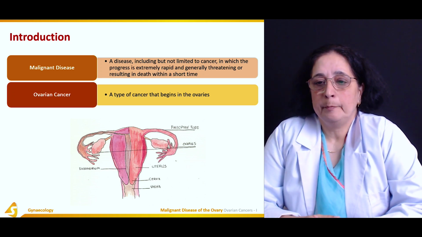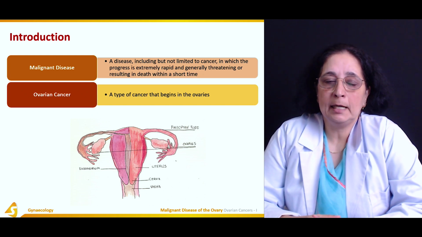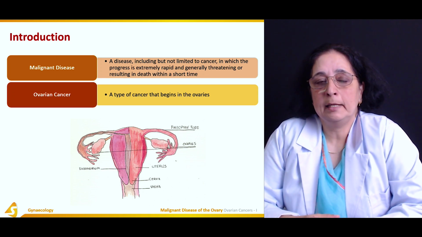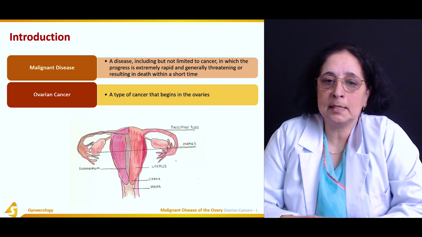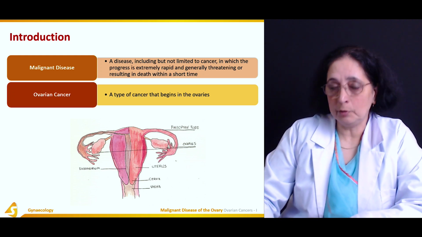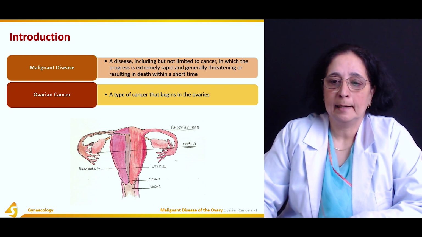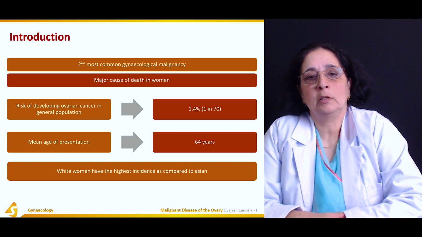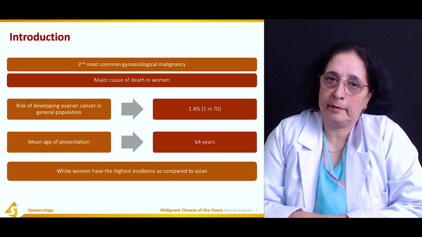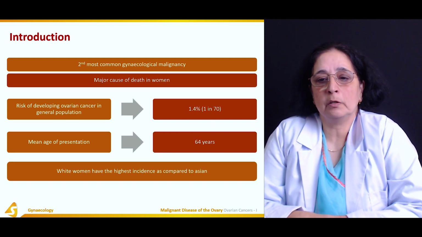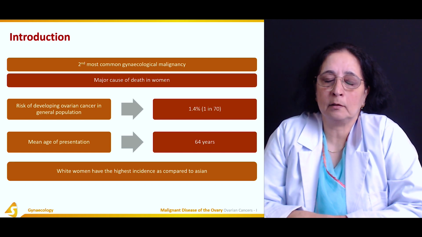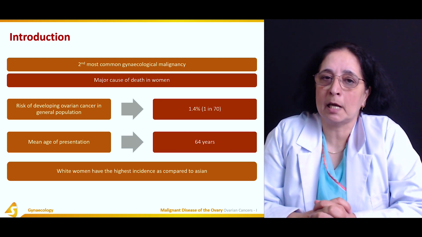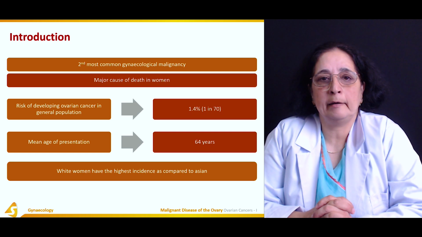Ovarian cancer is a type of cancer that begins mainly in the ovaries. So it starts primarily in the ovary and then spreads rapidly to other organs and rapidly causes death. It is the second most common gynecological malignancy in females, and a major cause of death in women, because it spreads very rapidly, and by the time it is diagnosed, it's usually already very late.